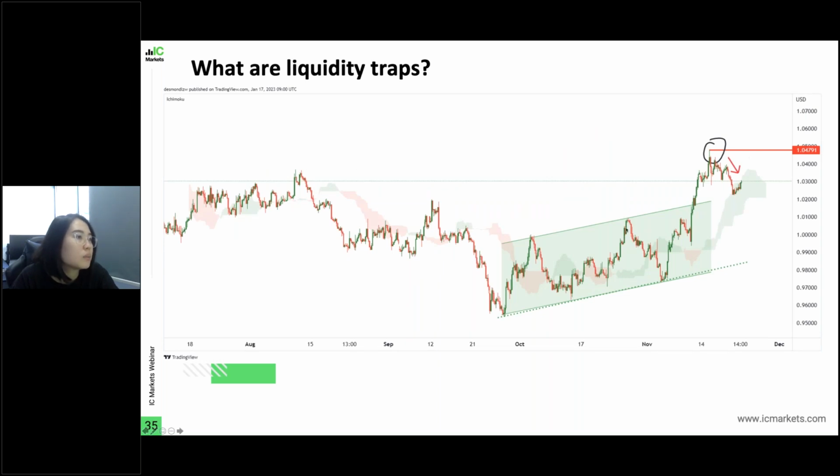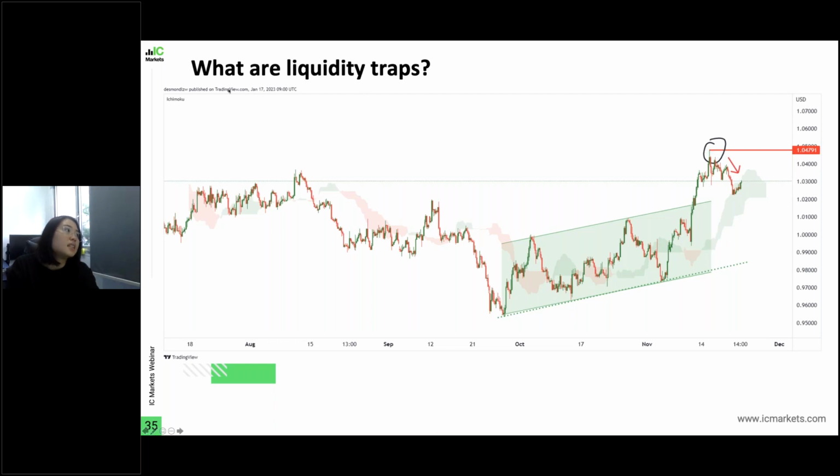Another fake out. Yeah, this is another fake out. I'm drawing my pen. Okay, doesn't matter. So price broke out of this channel and went to this area here. There was no way for me to predict that price was going to reverse here.